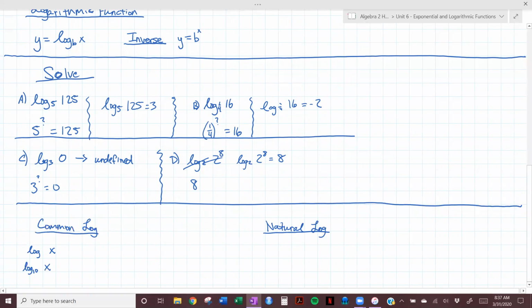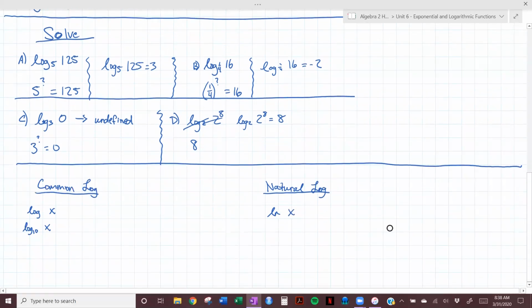Then we also have the natural log. The natural log has base e. This can be written as the natural log of x or the natural log base e of x. These are the same. You need to remember that. Typically, they're written in the way that I circled it.